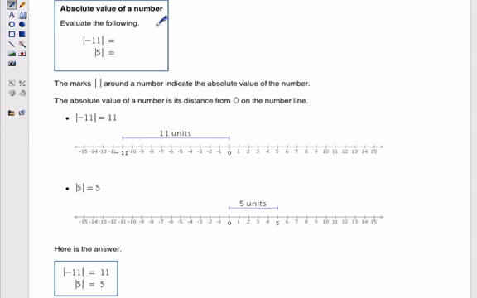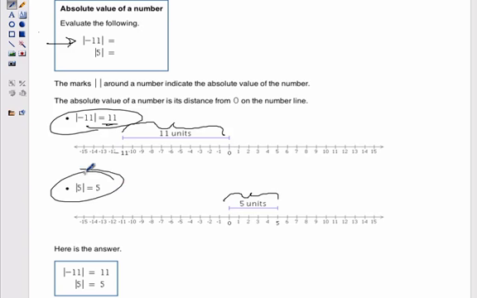Here's another quick example. Evaluate this, the absolute value of -11 and the absolute value of 5. Well, once again, we know that -11 is 11 units away from 0. So the answer is just 11. The absolute value of 5 is 5 units away from 0. So the absolute value of 5 is 5.